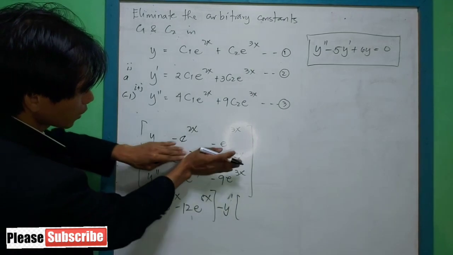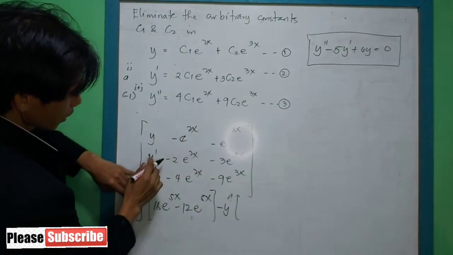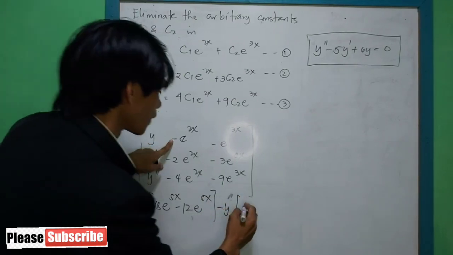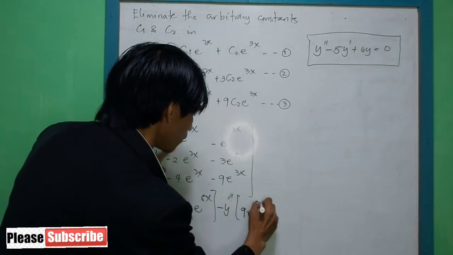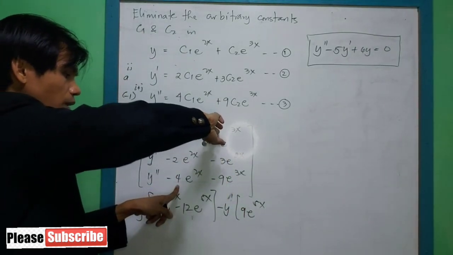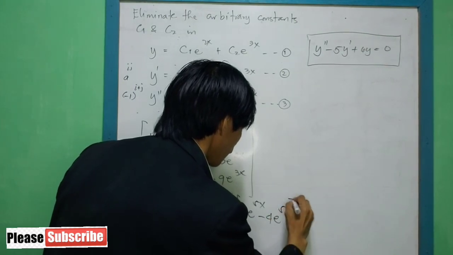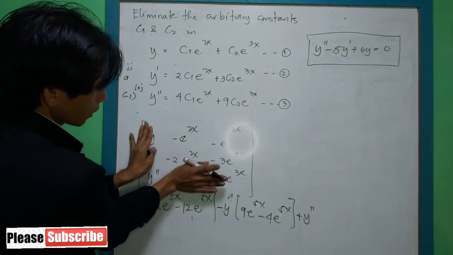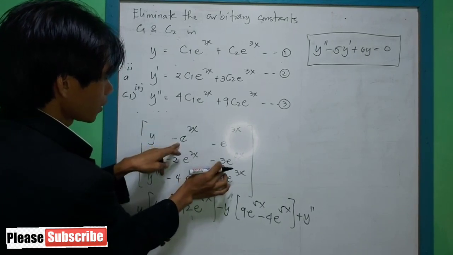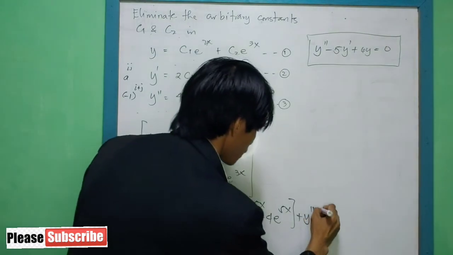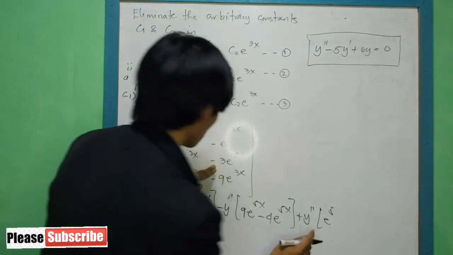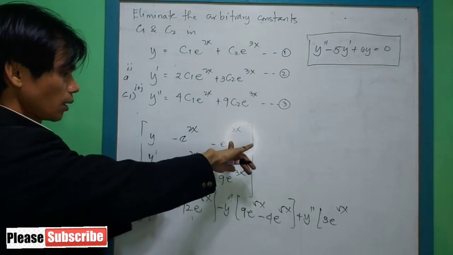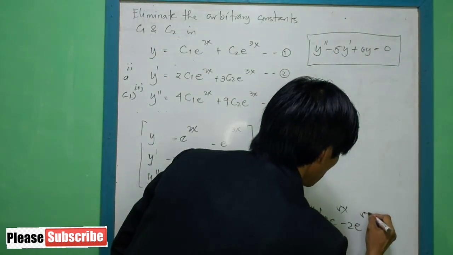Ito naman ngayon, kung tinakpan natin itong part na to, ano intersection niya? Ito lang, di ba? Kukunin natin. So, negative e to the x times negative 9, that is 9 e to the 5x, ito naman, minus 4 e to the 5x. Now, sa dulo, plus y double prime ngayon, tatakpan naman natin to. Ano lang natira? Ito. So, negative e to the x times negative e to the 3x, that is 3 e to the 5x. Pagkatapos, ito naman, minus 2 e to the 5x.